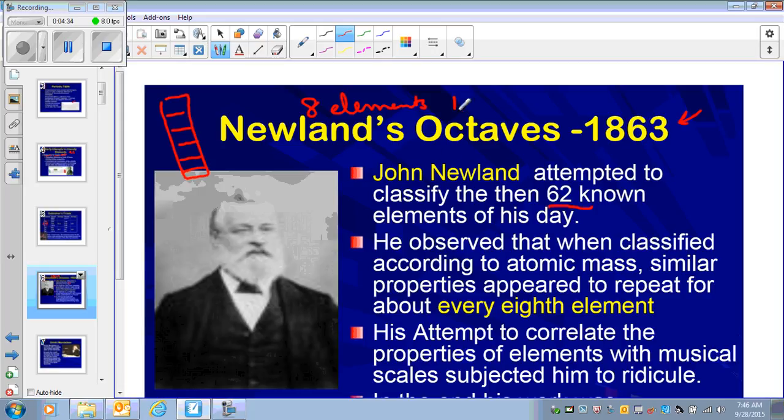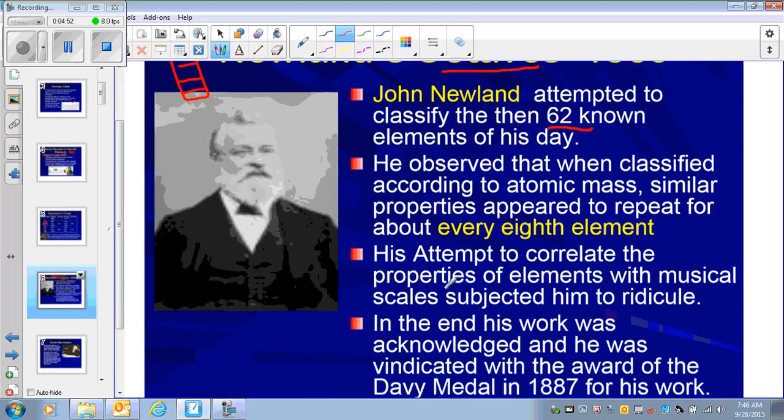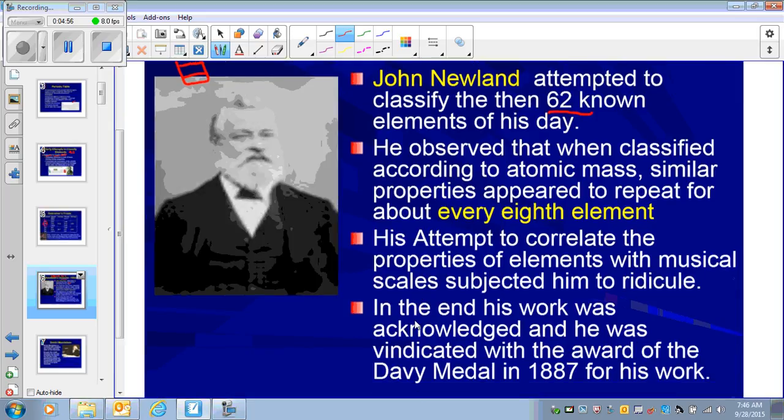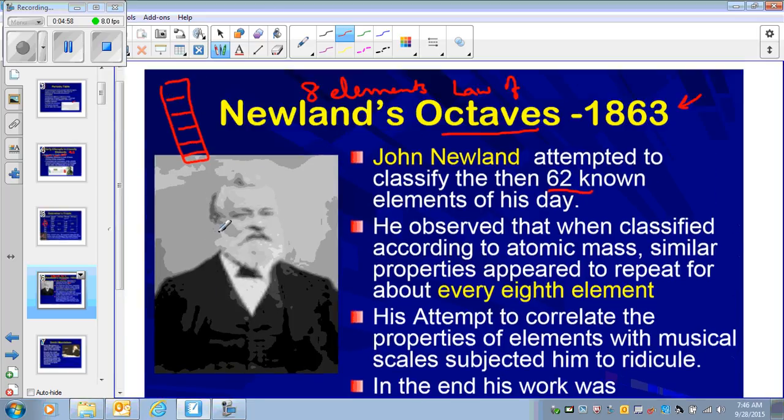Octa means eight. So he observed that when he put the eight elements together, they have similar atomic mass and similar physical and chemical properties. So he started arranging the elements based on atomic mass a little bit. All right. So we have Dobereiner, then we have Newlands.